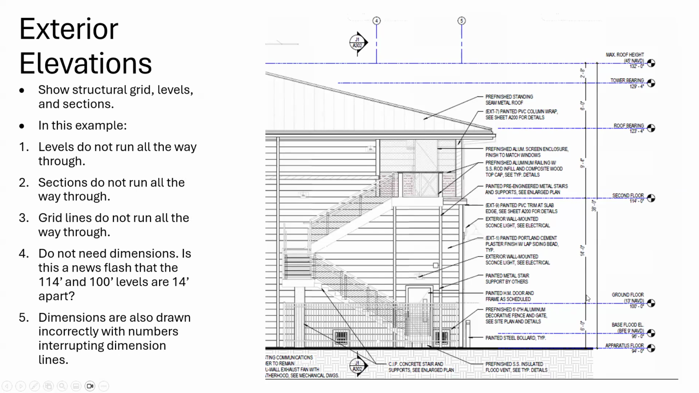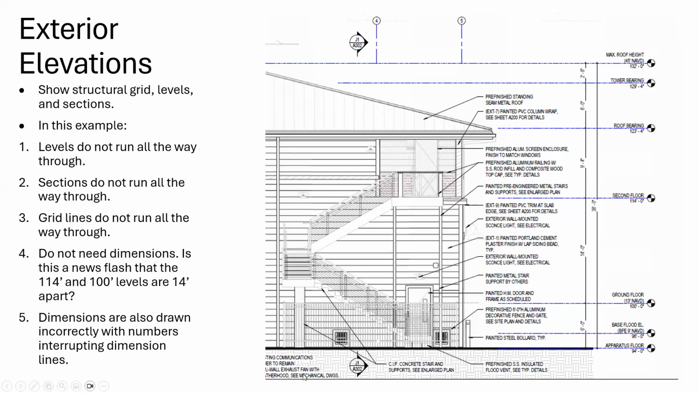So you really don't need dimensions on your elevations. And I'm being a little bit sarcastic here. Is it a news flash that the 114-foot and the 100-foot levels are 14 feet apart that I have to put a dimension on there? No, it should not be a news flash to you that the 114-foot level is 14 feet above the 100-foot floor. So I think the dimensions are not required on these elevations. And I mentioned on item 5, the dimensions are drawn incorrectly.